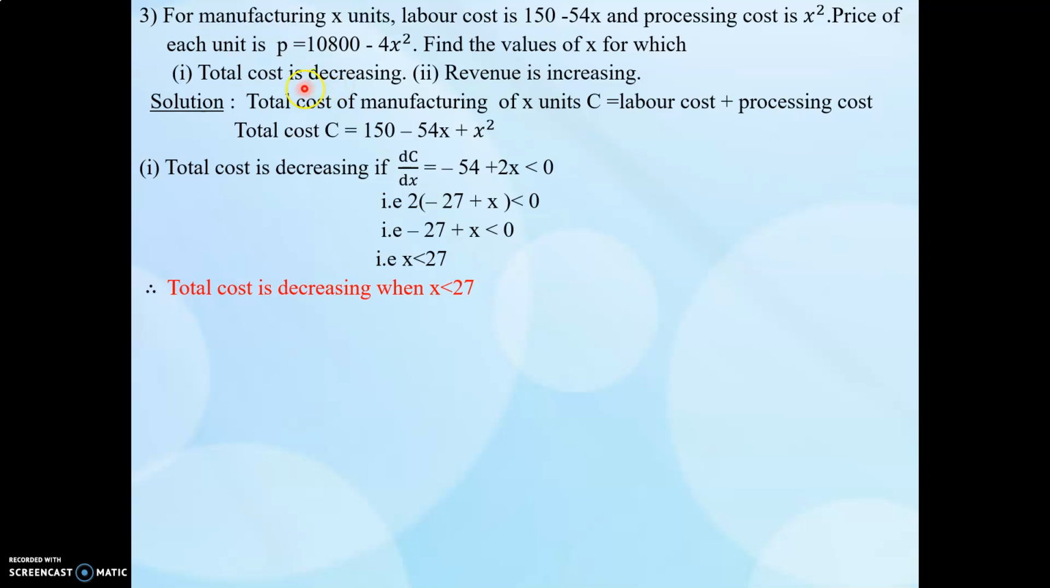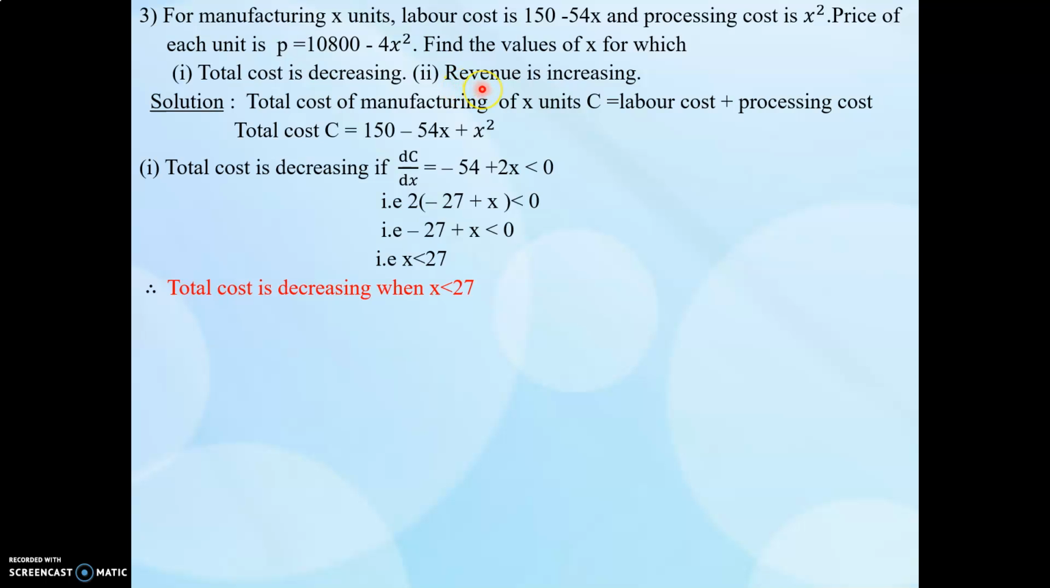Now, the first question is what? Total cost is decreasing. So here the total cost function is C is equal to 150 minus 54x plus x square. We all know that if it is decreasing, you have to find the first derivative, and if it is less than 0, it is decreasing. So you have to find the value of x. For that, we consider this as a decreasing function. So minus 54 plus 2x is less than 0. You can take 2 outside, so minus 27 plus x is less than 0. Then you can write x is less than 27. That means the total cost is decreasing when x is less than 27. That is the answer for the first question.